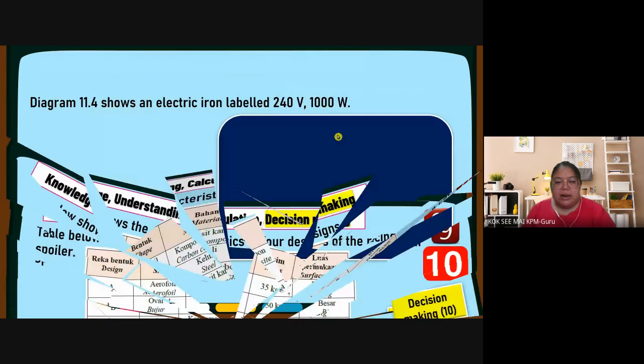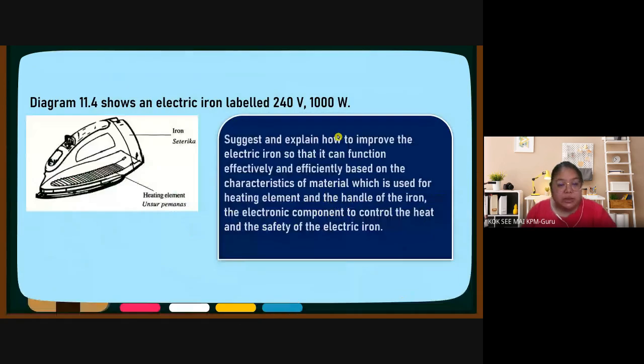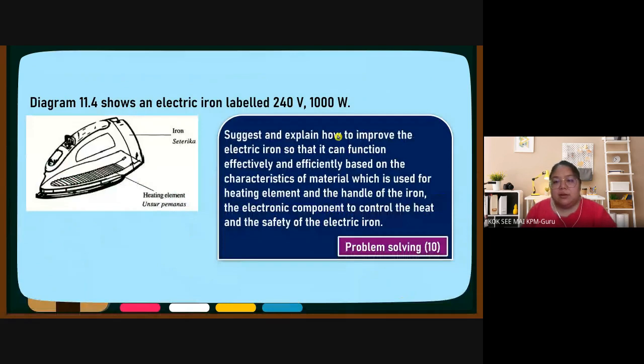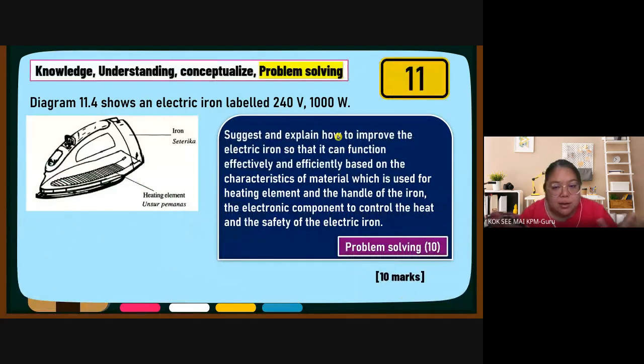Okay, then the last one is 11. So I say 11 is the hardest. Okay, problem solving. In the whole question there is no aspect given to you, it hasn't told you which one to explain, it tells you to explain by yourself. So they say suggest and explain how to improve the electric iron so that it can function effectively and efficiently based on the characteristic of the material. It only says the characteristic of the material used for the heating element, that's this part.